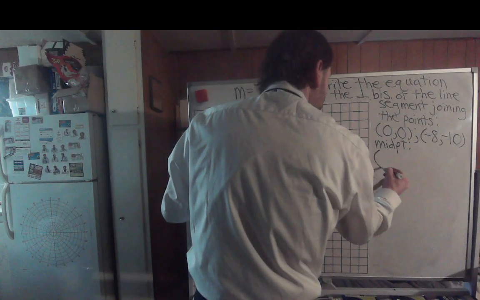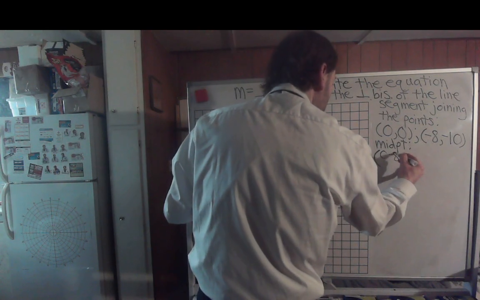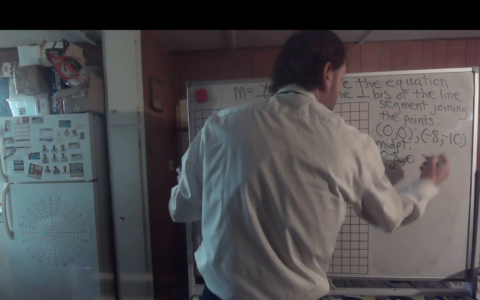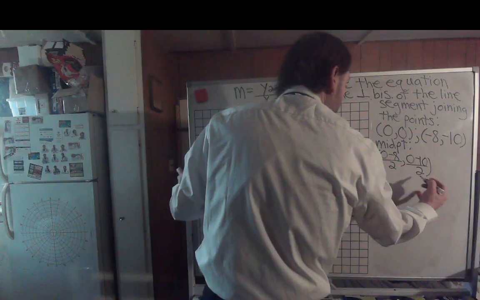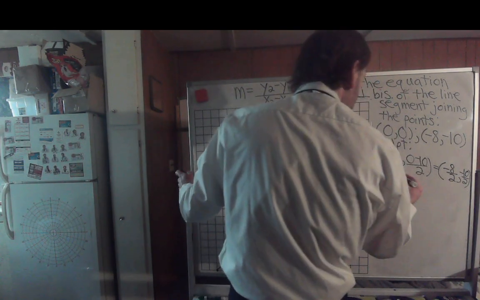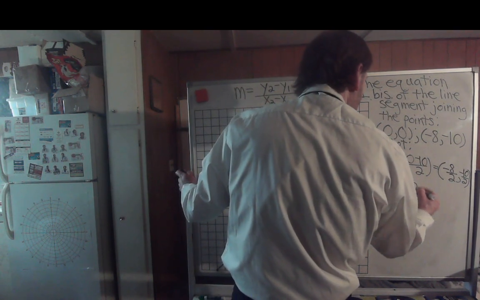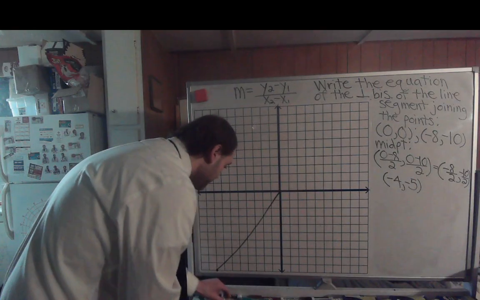Midpoint, that's going to be your x1 of 0 plus your x2 of negative 8, so 0 minus 8 over 2. And then your y1 of 0 plus your y2 of negative 10, so 0 minus 10 over 2. Which is going to equal negative 8 over 2, negative 10 over 2, which means your midpoint is going to end up being negative 4, negative 5. So your midpoint's negative 4, negative 5. Let's go ahead and plot that real quick here.